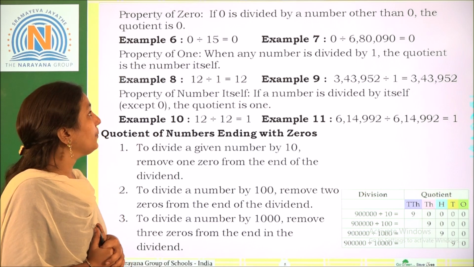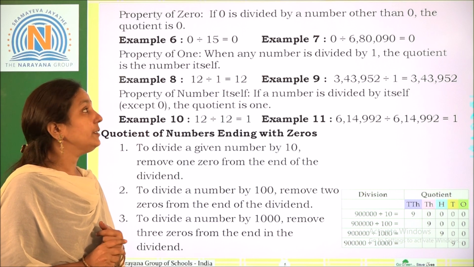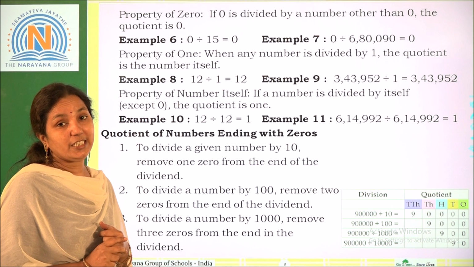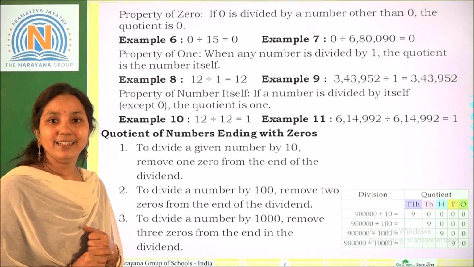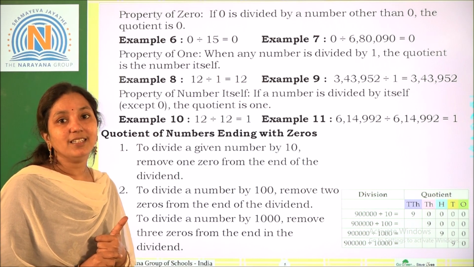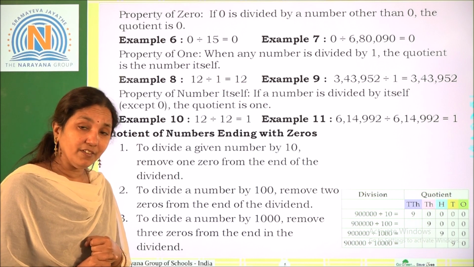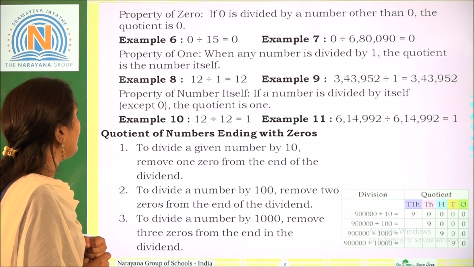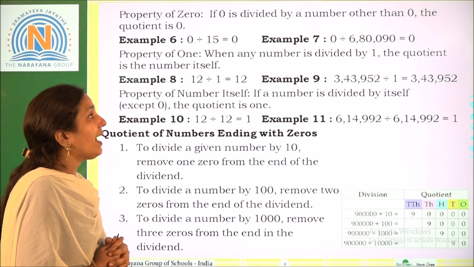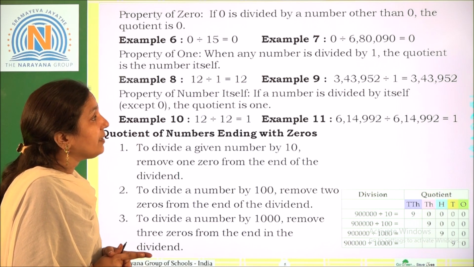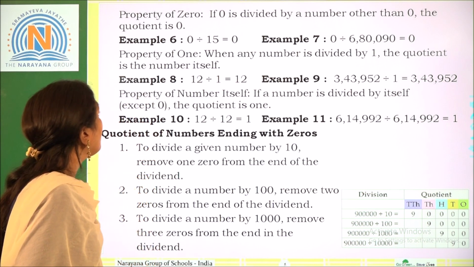So if 0 is divided by a number other than 0, the quotient is 0. 0 divided by 5 equals what did you get? 0 only. Other than 0, 0 divided by 0 we cannot. So for numbers other than 0, you will get 0 as the quotient. Example, 0 divided by 15 equals 0, and 0 divided by 6,80,090 equals 0.